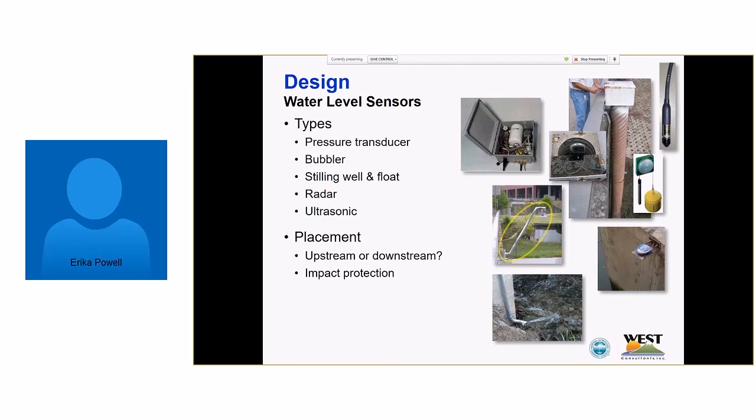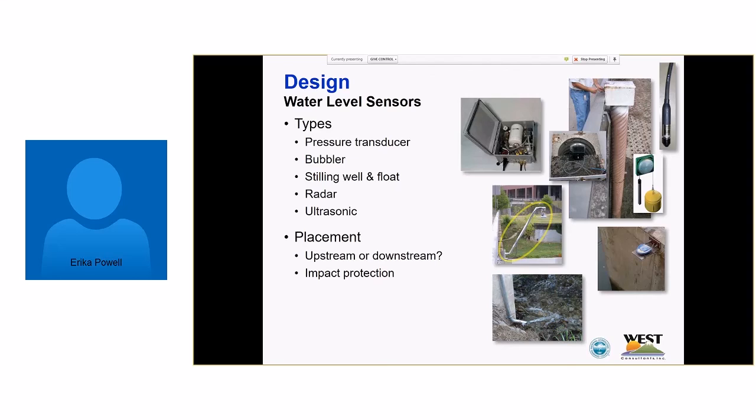There are radar and ultrasonic sensors which use electronic or sound waves to beam down to the water surface and measure the return time, and then you can relate that to water depth. Each has its own strengths and weaknesses, and you have to sort out what's good for your particular location. Where do you put them?